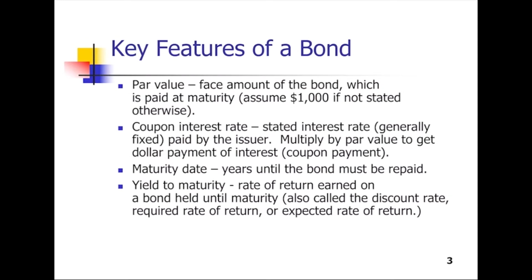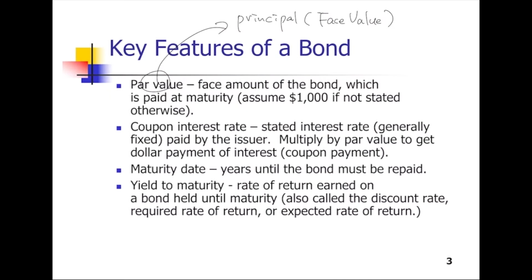This slide shows key features of a bond. In bonds, there are two parts, the sources of cash flow. What do we call them? The first one is the par value. We also call this the face value and principal. If not stated otherwise, we assume that it is $1,000, which is paid at maturity. So write down as this: par value can be rewritten as principal. It means face value. In Korean, 액면가.